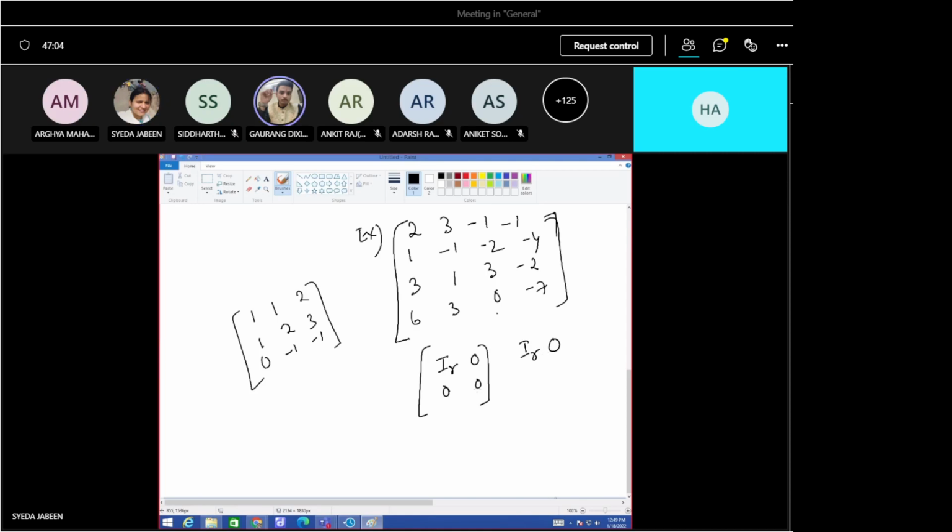Is the rank 2? Rank is 2, yes. Rank is 2. What's the solution? Ma'am, that question is 1, 1, 2, 1, 2, 3, 1, right? Or the previous one? No, this one, not the previous. That was the previous problem. This one. Okay.